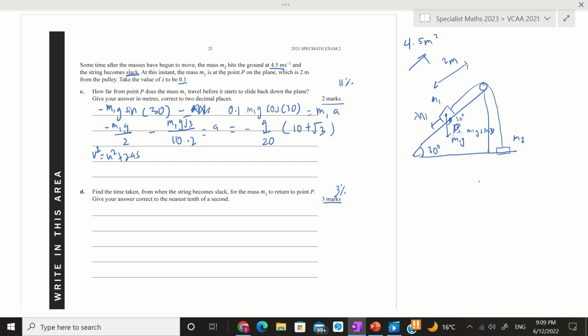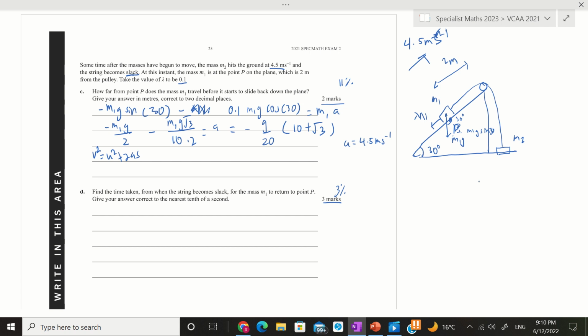So because the whole system was moving at 4.5 meters per second, M2 stops at that speed, and M1 will continue at that speed until it's been slowed down by this friction force. So we know our initial velocity. Our initial velocity is 4.5 meters per second. Remember, this whole equation here is just dedicated to M1. So initial velocity is 4.5 meters per second.